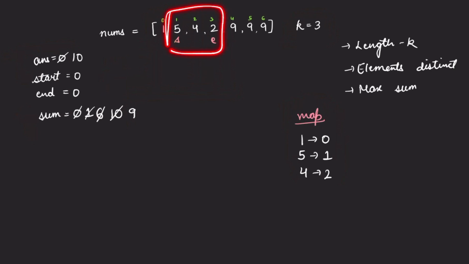And now you will see that the length of the subarray is equal to k. So we can perform our normal operations, which is to mark this 2 in the map. So it will be 3, and update the sum to add 2 as well. So it will become 9 plus 2, which is 11. Now you see the size of the subarray is equal to k. So we should update our answer. Answer is 10, sum is 11. So answer will be updated to 11, right?